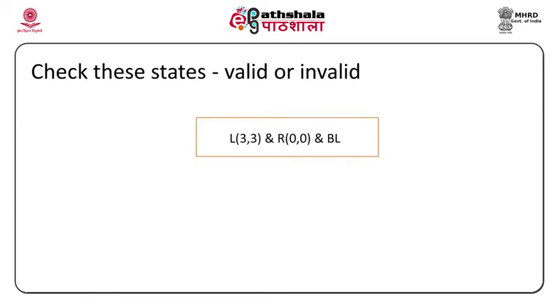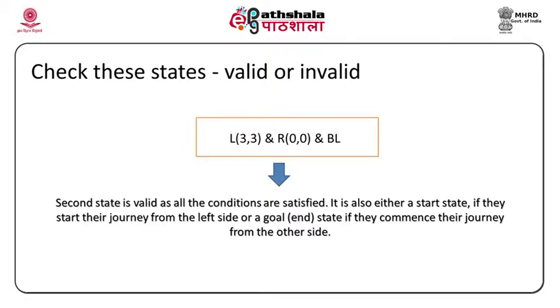L33, R00, is it a valid state? Check it. Number of missionaries 3, number of cannibals 3, acceptable, and on either side of the river, you will not find number of cannibals more than number of missionaries, great. So, this is a valid state, fine.